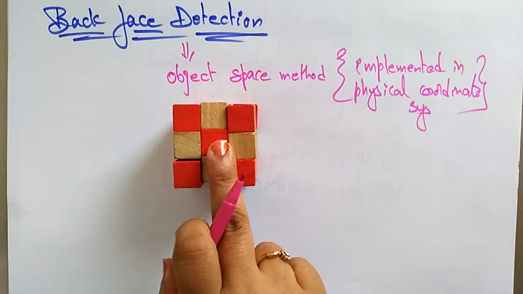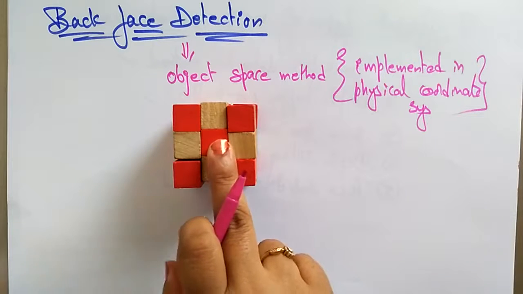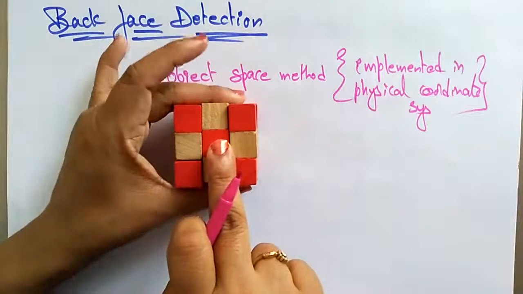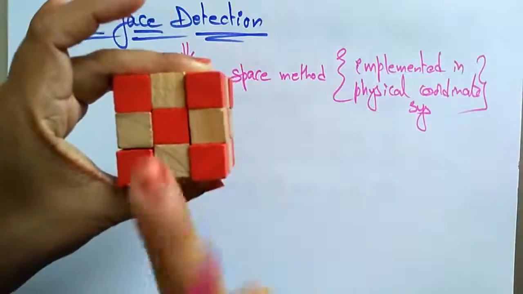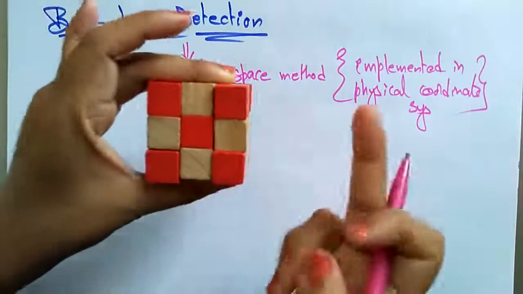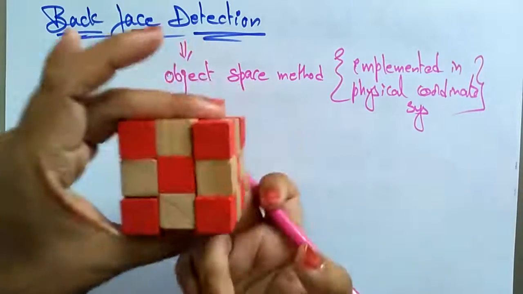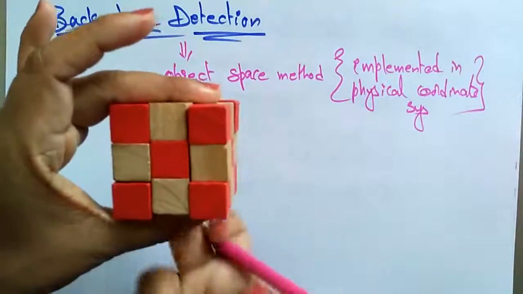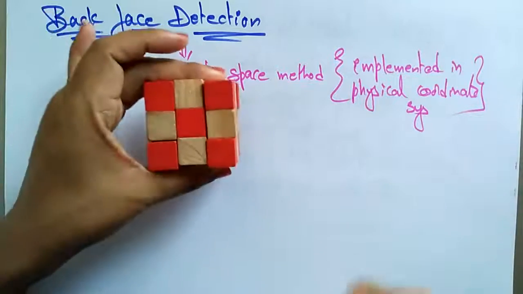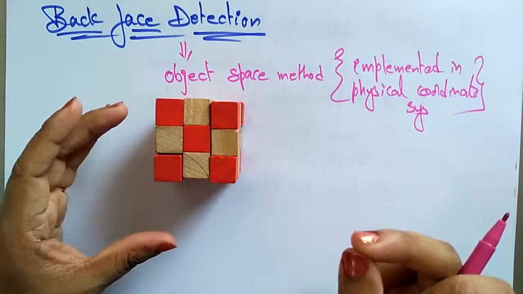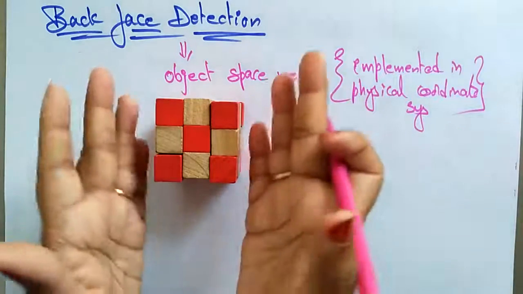And the surfaces which are opposite to the viewer. What is opposite to this? The bottom one. That is the back face. This is the front face and this is the back face. So these back faces, whatever you are not able to see, contribute approximately half of the total number of surfaces.